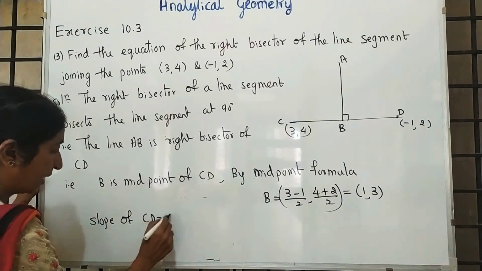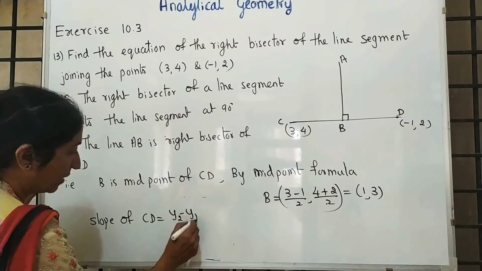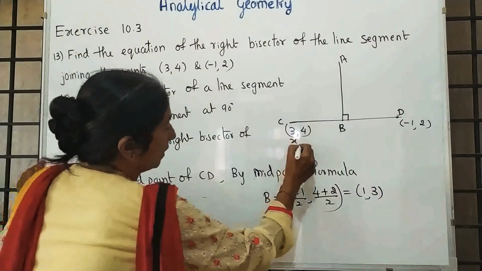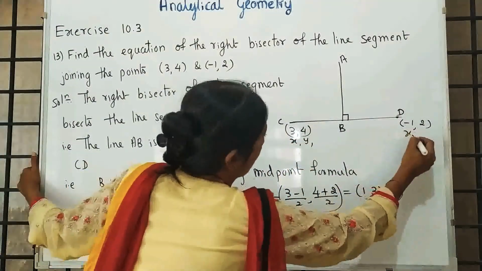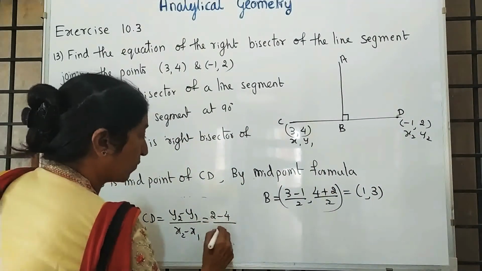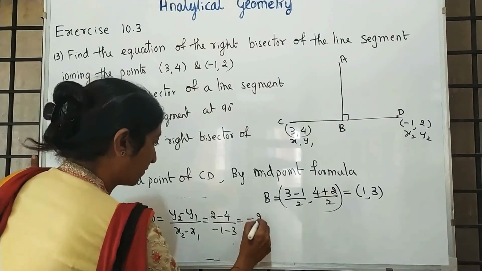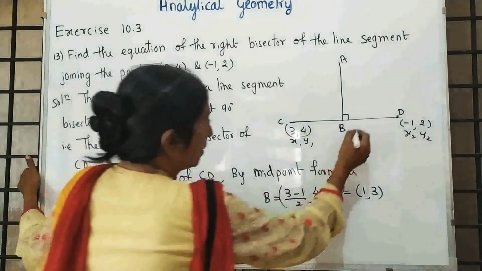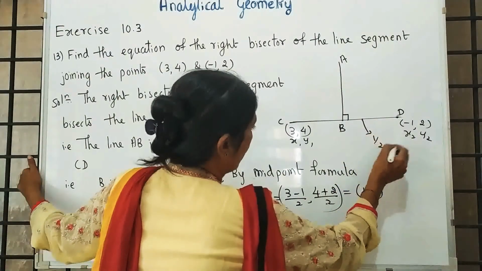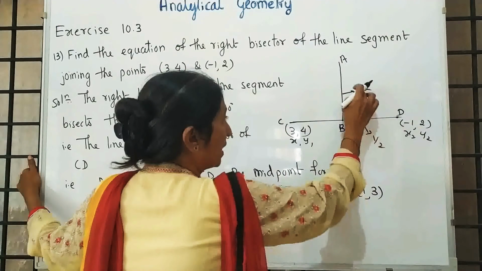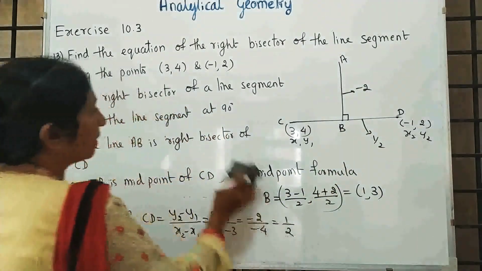Slope of CD is equal to y2 minus y1 upon x2 minus x1. This is x1, y1, this is x2, y2. 2 minus 4 upon minus 1 minus 3. Minus 2 upon minus 4, that is 1 by 2. See, if this slope is 1 by 2 then this slope is minus 2. Why? Because when you multiply these two, the answer will be minus 1.